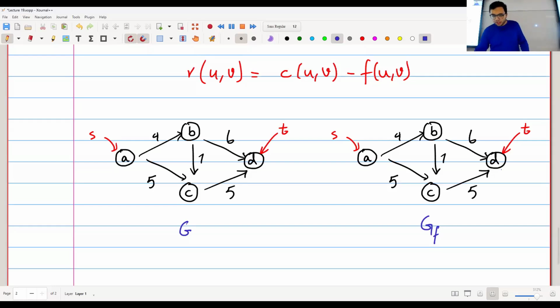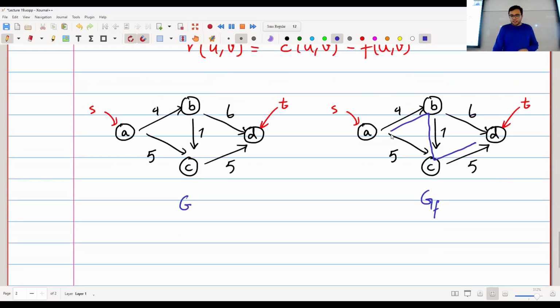Okay. So let's say I find this path. Great. Now, what happens? First of all, how much can I send through this path? I can just take the minimum of the remaining capacities here. So 1 unit. So I send 1 unit here, and 1 unit here. Now, what happens to my residual graph when I do this?